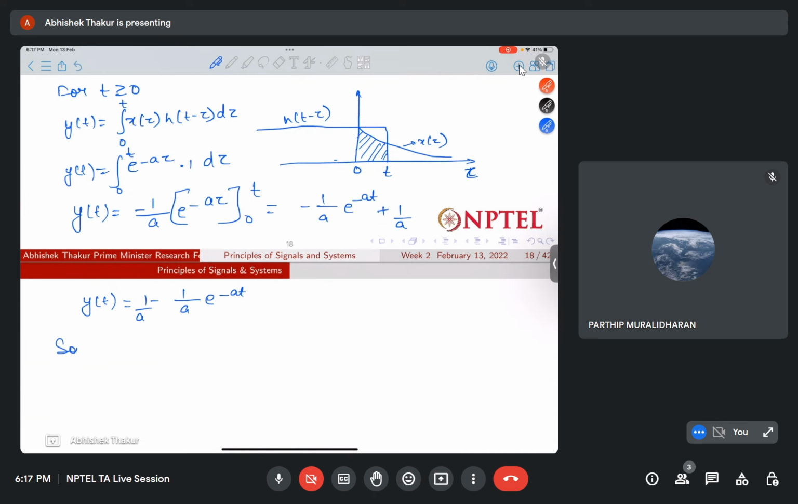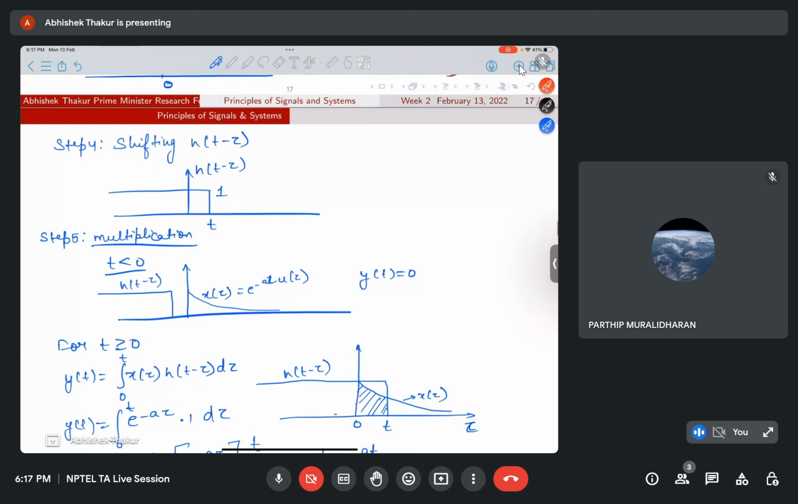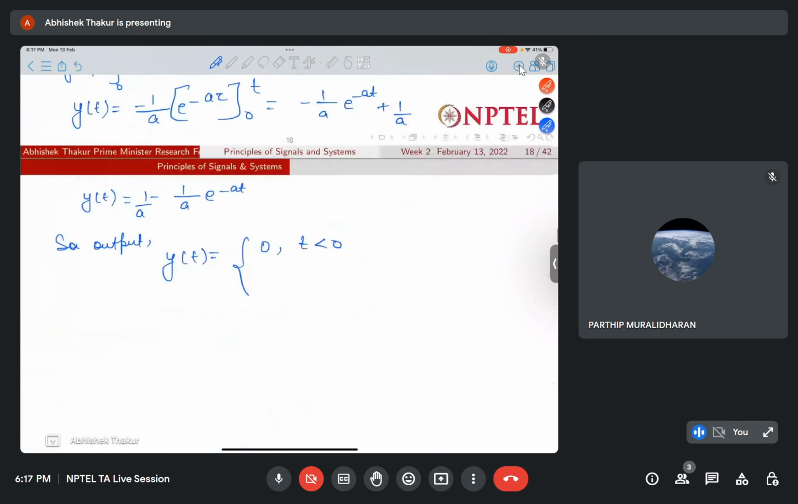So what will be our output? Yt is equal to 0 when t is less than 0, because there is no overlapping area, and yt is equal to 1 minus e to the power minus at, divided by a, when t is greater than or equal to 0.